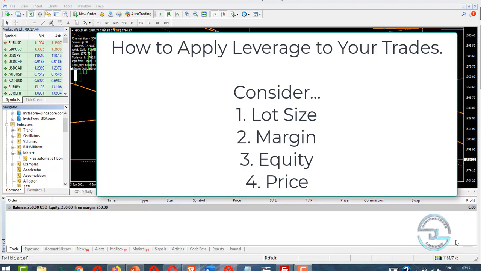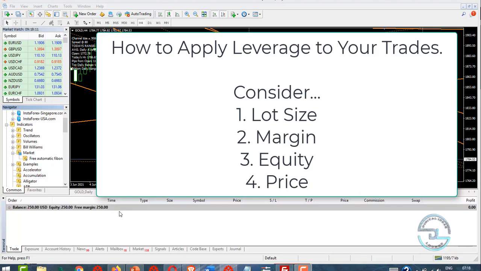Yes, one of the precious advantages of trading online forex is leverage, the ability to use high leverage. For instance, this particular account is on 1 to 1000 leverage, right? It's applied to 1 to 1000 leverage. So we're going to be using some mathematical calculations to explain leverage so you will understand it the way it really is and how it's applied.